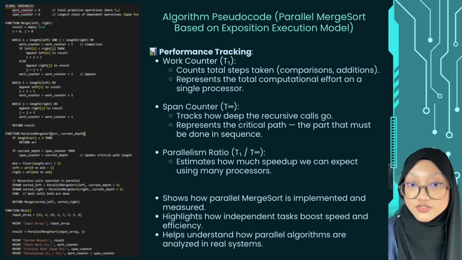Finally, in the main function, we test the algorithm with an example list: 12, 4, 19, 2, 7, 5, 1, and 8. After sorting, it prints the final sorted list, the total work, the span, and the parallelism ratio, which is T1 divided by T infinity. This ratio tells us how much speedup we can get if we use a lot of processors. So overall, this pseudocode helps us understand not only how merge sort works in parallel, but also how we can measure its performance using work and span.